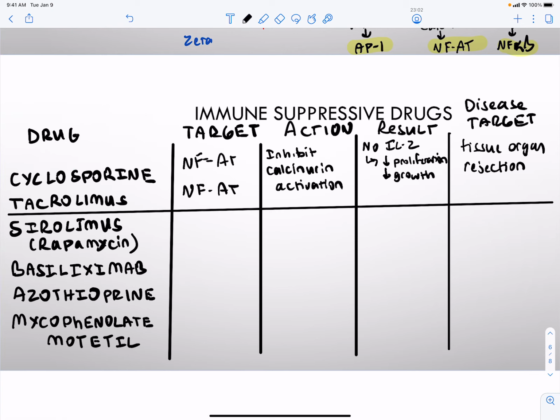Now we have sirolimus, which is also known as rapamycin, and this is going to block IL-2. And it does this through targeting another pathway. It targets mTOR. mTOR is sort of a master regulator for autophagy, for self-eating, meaning that if your cells are under a period of stress and they don't have enough nutrients, they will actually start to eat themselves. And so by interacting with this mTOR, you can force the immune cells to eat themselves if they get activated, and so they don't destroy the tissue. And the result is sort of the same: no growth, no proliferation. And this is also going to be targeting organ rejections, but it is used for kidney transplants.